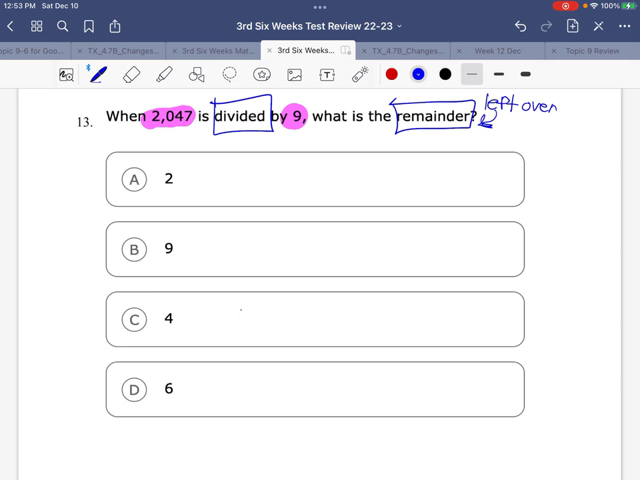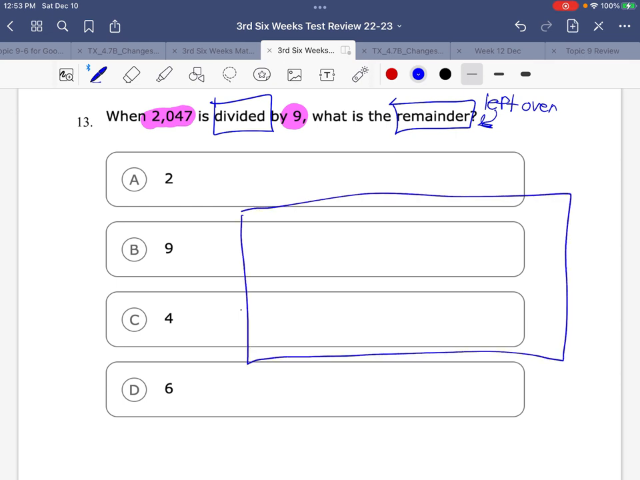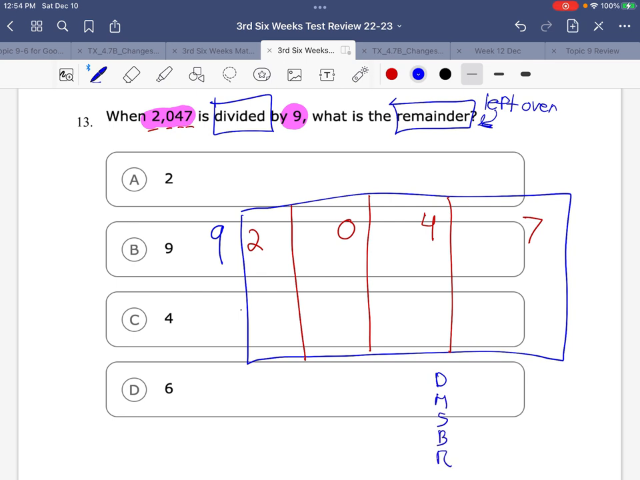Okay, so I'm going to draw my box. Because I have 4 digits in this number, I have 4 sections. So 1, 2, 3, 4. I'm going to put my number inside, so I have 2, 0, 4, 7. And I'm going to put my divisor, which is my 9, on the side. I'll put my steps over here: divide, multiply, subtract, bring up, repeat.